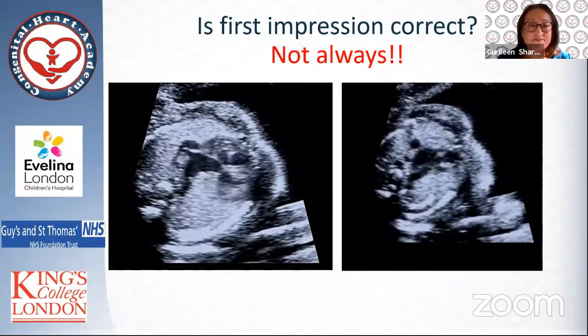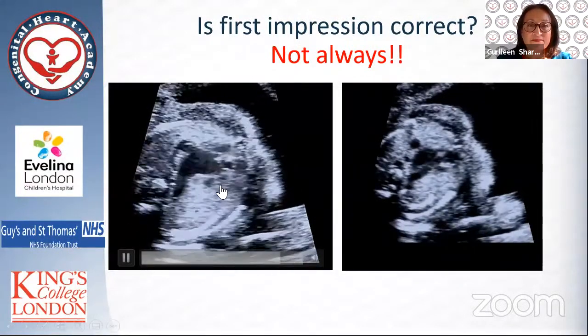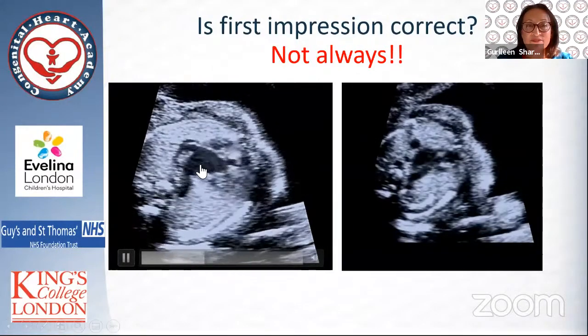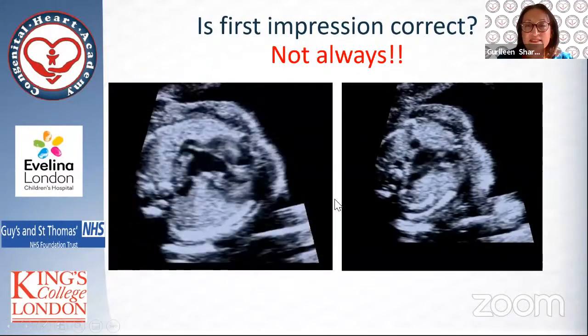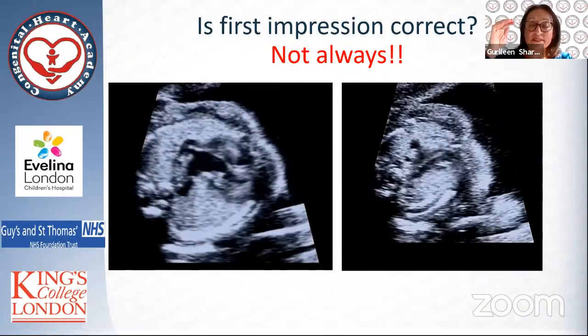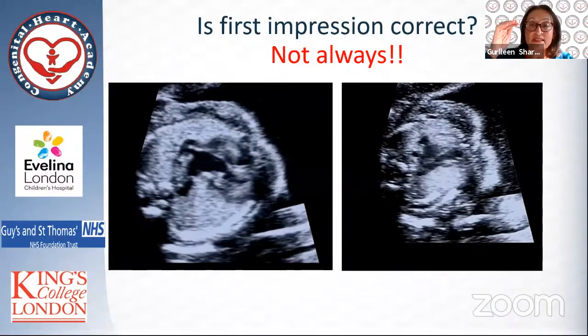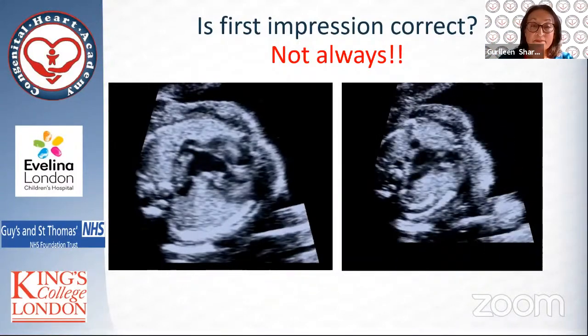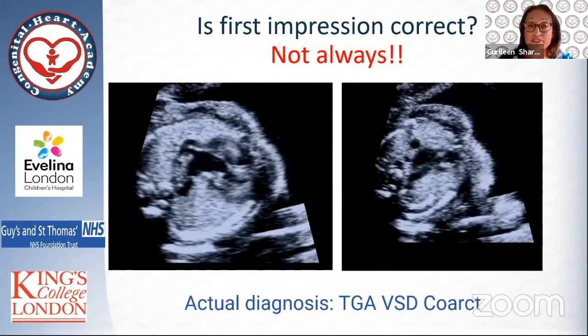But if you look more carefully, the bigger vessel here actually was a branching vessel. And the smaller vessel was the more superior vessel. So you have to come up quite high to see it. So this was actually the aorta. And this baby actually has transposition of the great arteries and had a VSD and a coarctation. So the message there is look carefully, go through it systematically, don't jump to conclusions, just be sure of what you're seeing. And sometimes just describing everything you're seeing first helps to get to the final diagnosis.